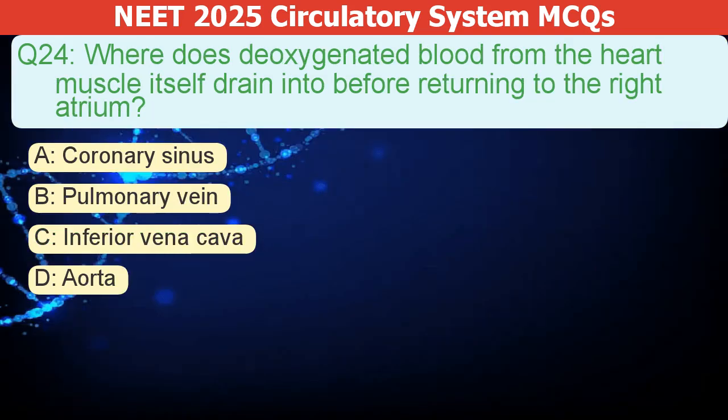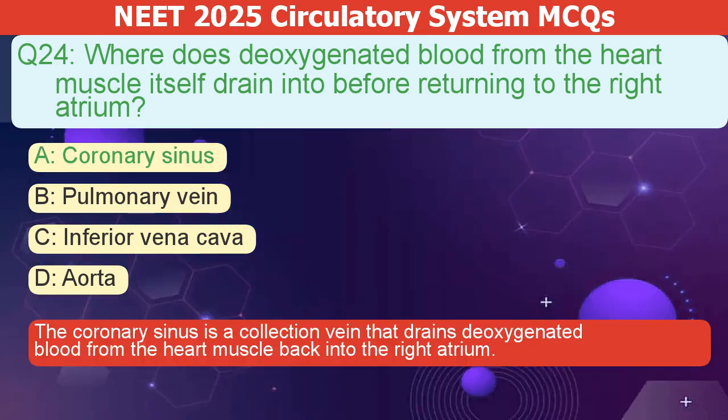Where does deoxygenated blood from the heart muscle itself drain before returning to the right atrium? A. Coronary sinus. B. Pulmonary vein. C. Inferior vena cava. D. Aorta. The correct answer is A. The coronary sinus is a collection vein that drains deoxygenated blood from the heart muscle back into the right atrium.